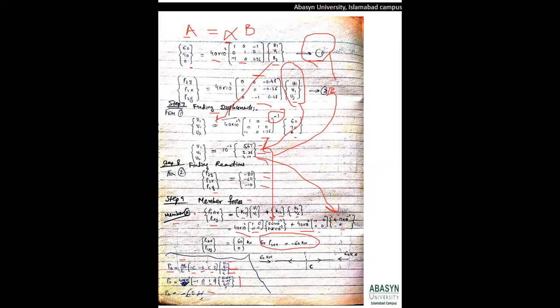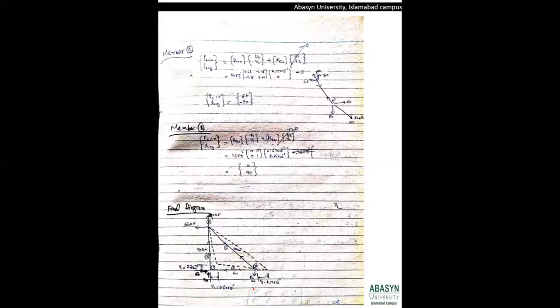So you can use either this approach or the Hibbler approach. In both approaches, you will reach the same answer. And then we are going to repeat the same procedure for member B and for member C as well.